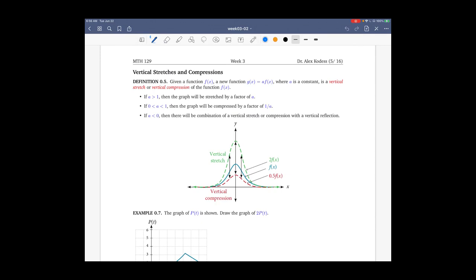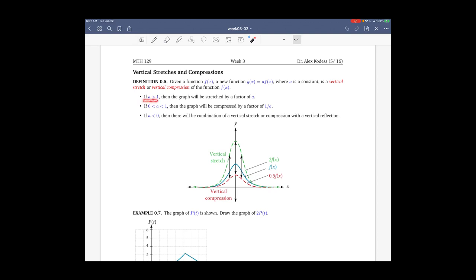So, having a function f, we are now looking at functions of the form a times f, where a is a non-zero constant, and functions like this will be called vertical stretches or compressions, depending on what a is.